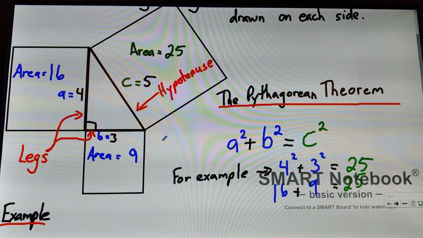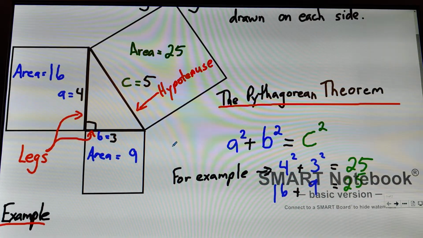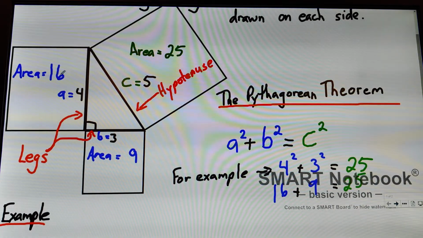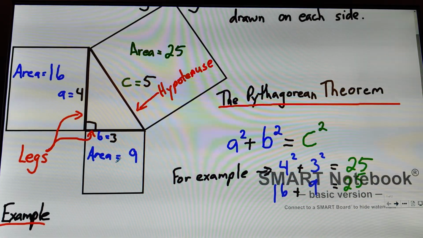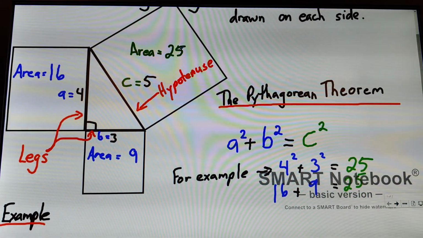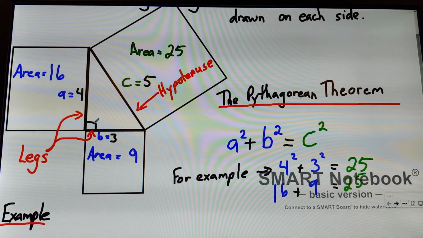What he found was that if you take the area of those three squares, there's a constant relationship with them. So if you take the area of the two smaller squares and add them up, it always gives you the area of the bigger square. And this only works with right angle triangles. So if it's not a right angle triangle, you don't have that 90-degree angle in it, this doesn't work.